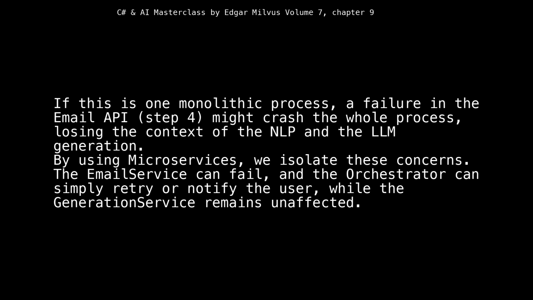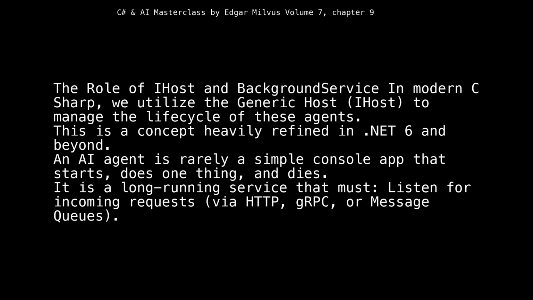By using microservices, we isolate these concerns. The email service can fail, and the orchestrator can simply retry or notify the user, while the generation service remains unaffected. The role of IHost and BackgroundService: in modern C#, we utilize the generic host, IHost, to manage the lifecycle of these agents. This is a concept heavily refined in .NET 6 and beyond. An AI agent is rarely a simple console app that starts, does one thing, and dies. It is a long-running service that must listen for incoming requests via HTTP, gRPC, or message queues.